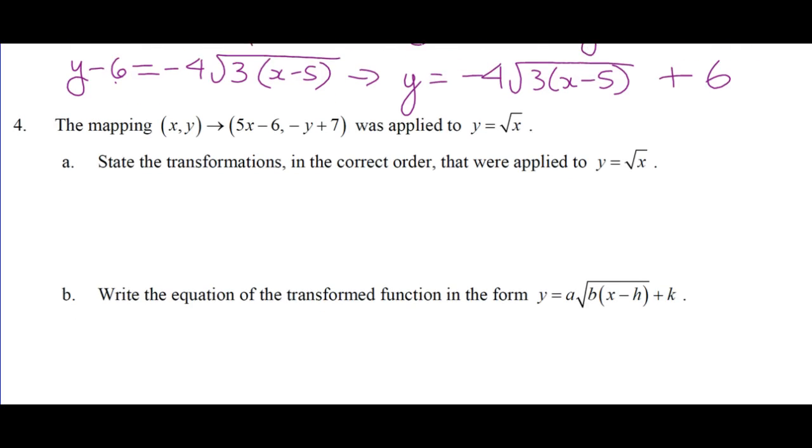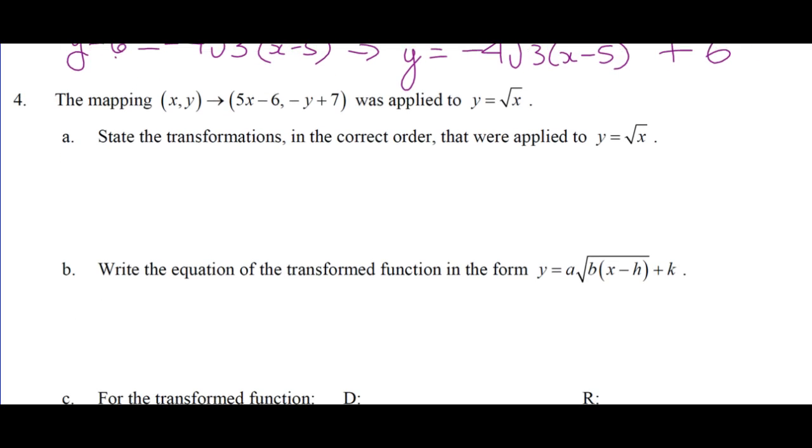Okay, the mapping (x, y) goes to (5x minus 6, negative y plus 7) was applied. State the transformations in the correct order that were applied.